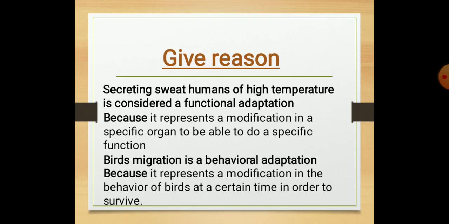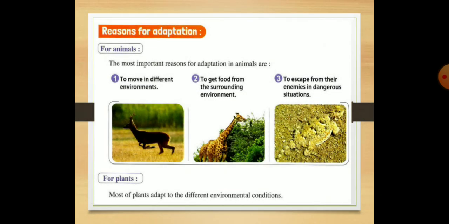Give reason: secreting sweat in humans in case of high temperatures is considered a functional adaptation. Because it represents a modification in a specific organ to be able to do a specific function, secreting sweat. Number two, bird migration is a behavioral adaptation because it represents a modification in the behavior of birds at a certain time in order to survive. Perfect.